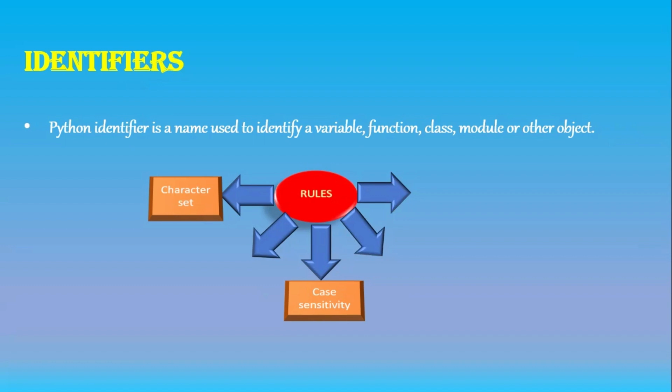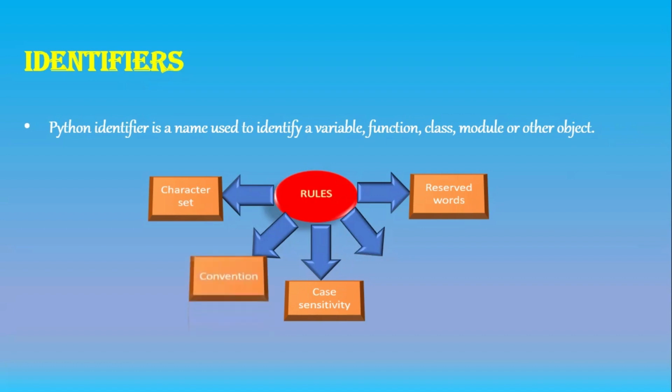Okay, clear? The next one is reserved words. You cannot use reserved words. Reserved words are nothing but the keywords in Python, so you cannot use them as identifiers. Keywords are special words that are part of the Python language and have predefined meaning. For example, there are keywords like if, else, while, for, def, class, and many more.